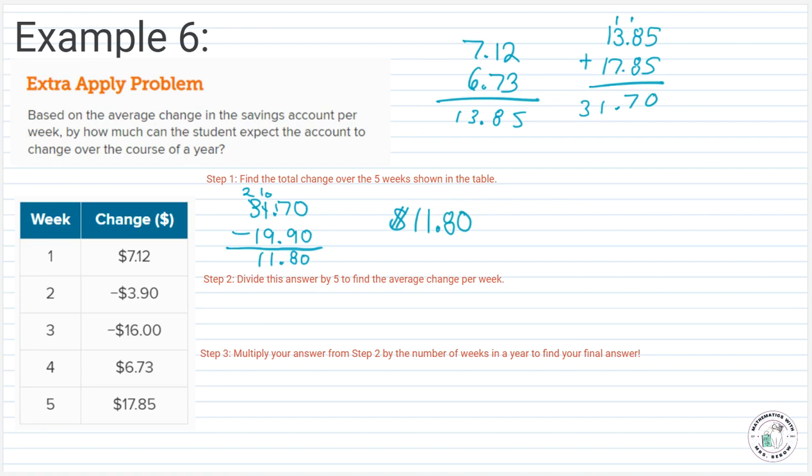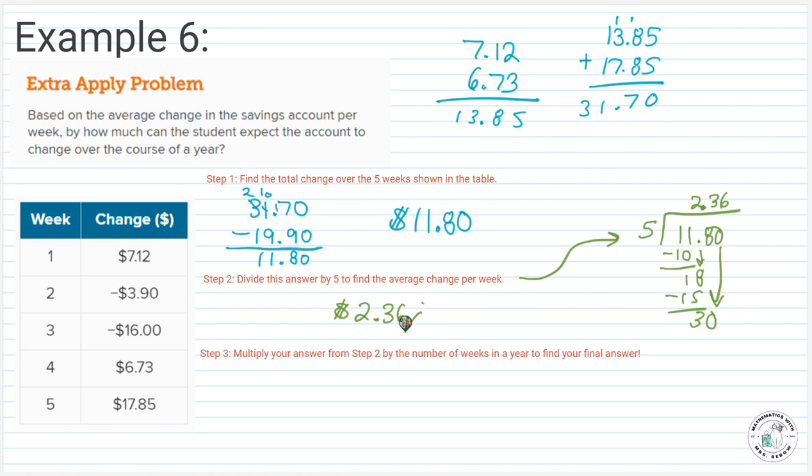So now we're going to divide this by 5 to find the average change per 1 week. All right, so we're going to do my work off to the side here. We're going to have this $11.80 divided by 5. So 5 goes into 11 2 times, since that's 10. Subtract, we get 1. We can bring up our decimal point, make sure that's nice and clear there. And then we're going to bring down our 8. So 5 goes into 18 3 times. So that's going to be 15. And bring down our 0. 5 goes into 30 6 times. So the average change per week is $2.36 per week.